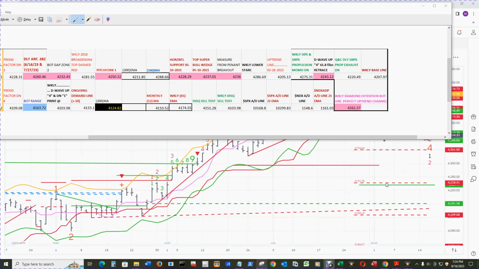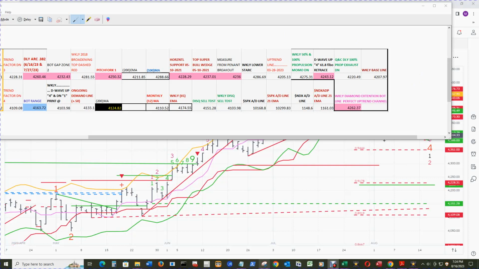And then 50% buy, maybe around the daily arc 0.382, 4260.46, or the pitchfork 1, 4250.32. And then when it hits the D wave up for 61.8 Fibonacci retracement level at 4243.12, then buy a 100% stake.